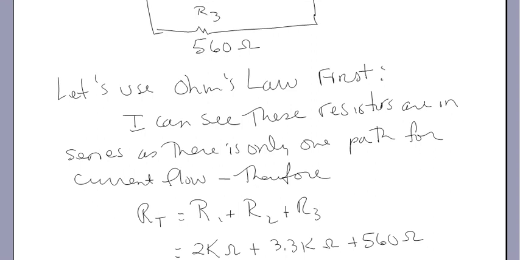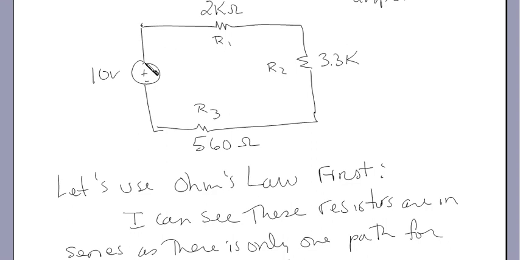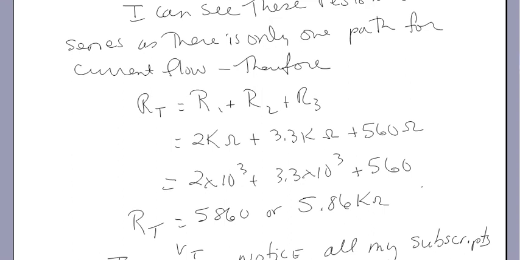If I just trace that path for current flow, starting at the source, going around this loop, I see that there's only one path for current all the way around. So therefore, the total resistance is equal to the sum of the three resistors. So I just put the three resistors in and I add them.